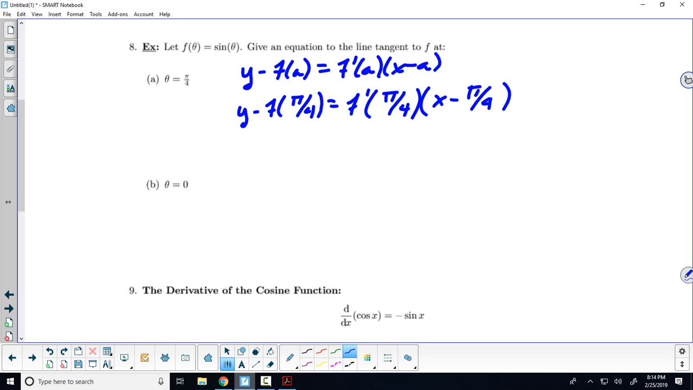Okay. So if I'm going to use this, I need two things. I need to know what f of pi over 4 is, and I need to know what f prime of pi over 4 is, right? Let's do the easy one first. Oh, and I should use, let me use thetas on these, just because that's how I gave the problem to you. This is theta, and this is theta.